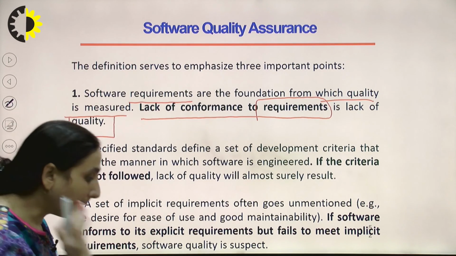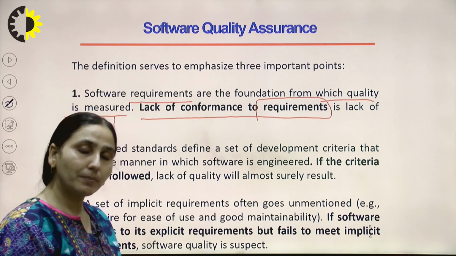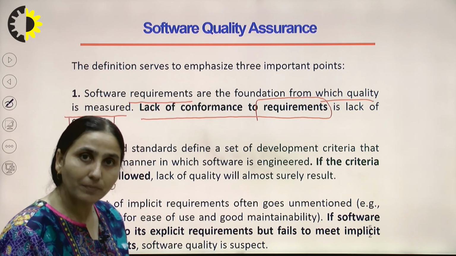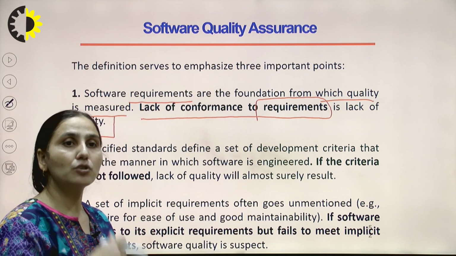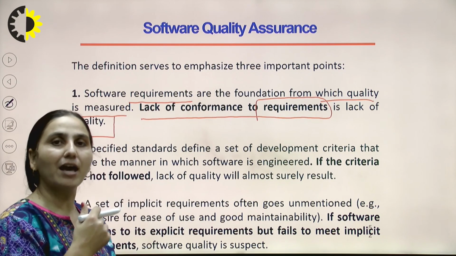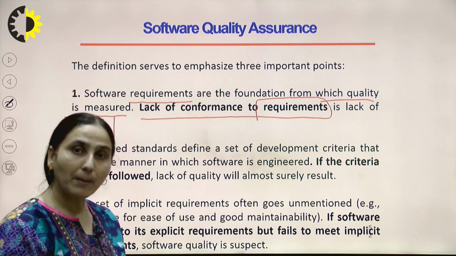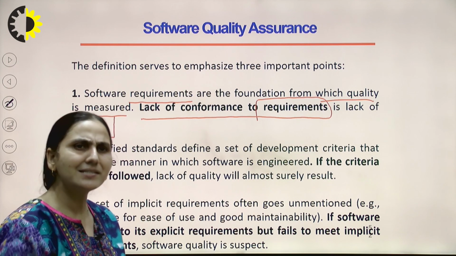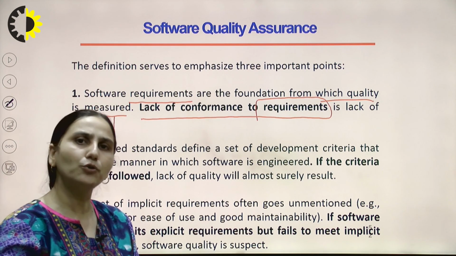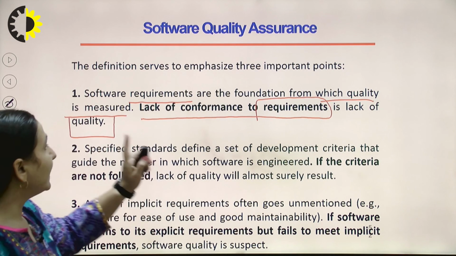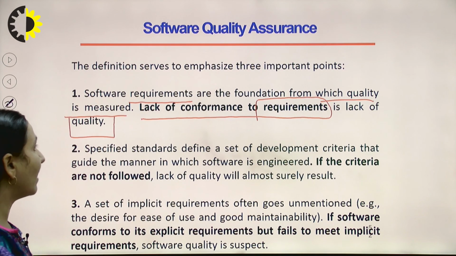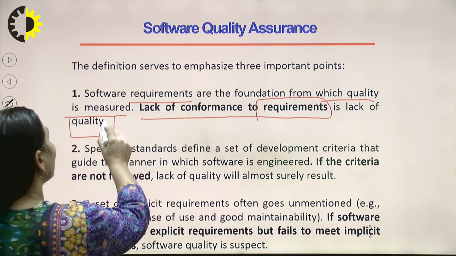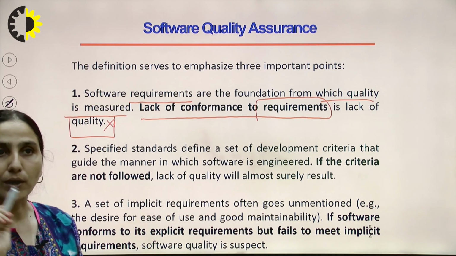So, that means complete information should be there, complete requirements should be there. We have different techniques and methods based on which we try to fetch the requirements from the end users. The better we understand, the better product the developer is going to develop, right? So, if there is any sort of lack of conformance to the requirements, of course, the product will not be a qualitative product, right?